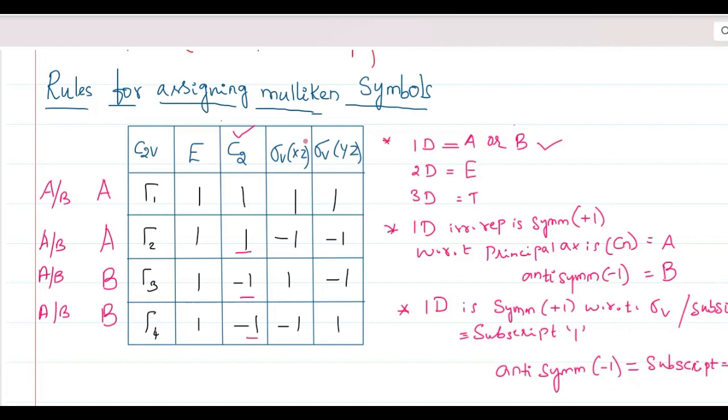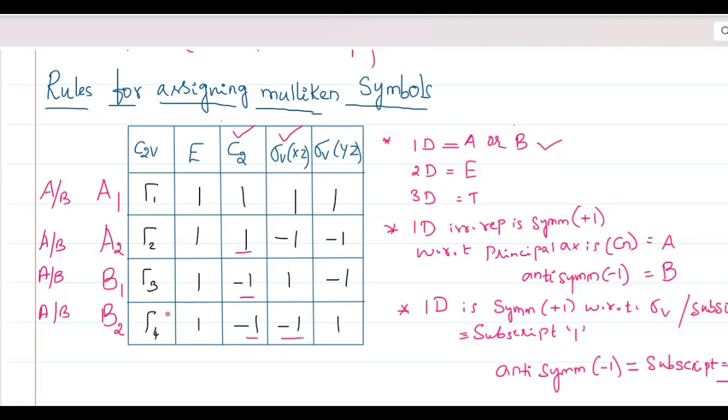So in our case, this sigma V is considered the vertical plane of symmetry, which is plus 1. So A1. Again, minus 1 means subscript 2 has to be given. B plus 1, okay, then B minus 1, it is 2. So this is how the Mulliken symbols have been assigned in the character table.